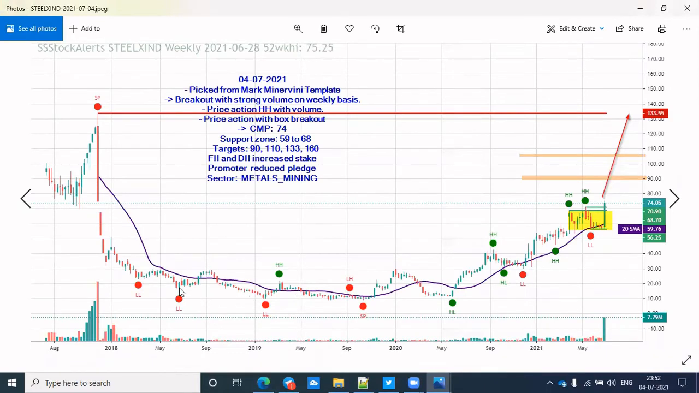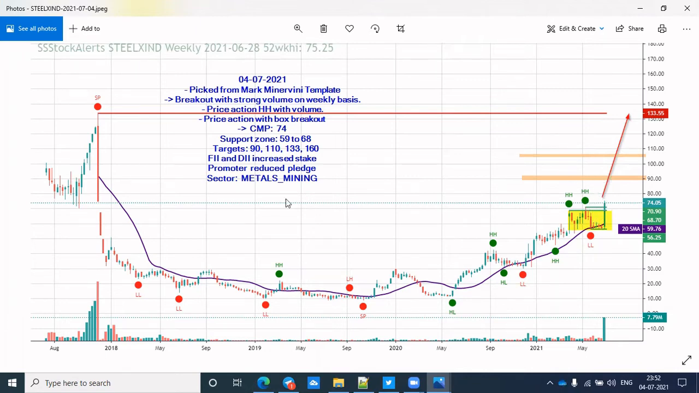See, there is a long base. It has been down almost since 2018, and recently it started an upturn, and there was some consolidation. There was a pullback, and again now it is giving a breakout.